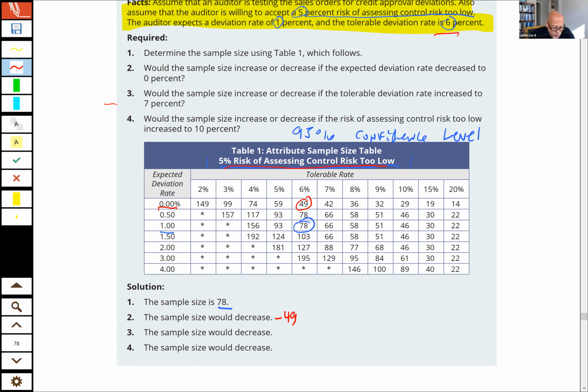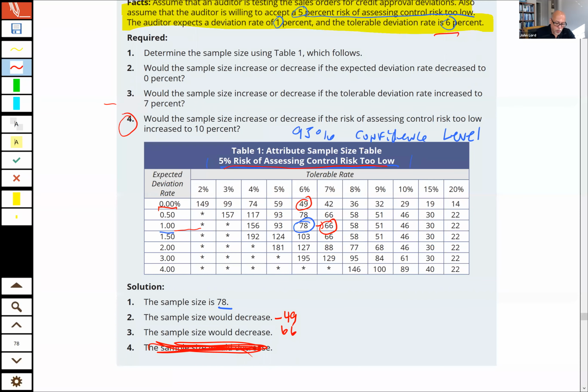Number 3, would the sample size increase or decrease if the tolerable deviation rate increased to 7%? So now, just sticking at the 1% expected deviation rate, if I go from 6 to 7, the sample size indeed does come down, because if I'm willing to accept more deviation from this sample, I must not think this control is nearly as critical, and so I can look at fewer items, right? Question?